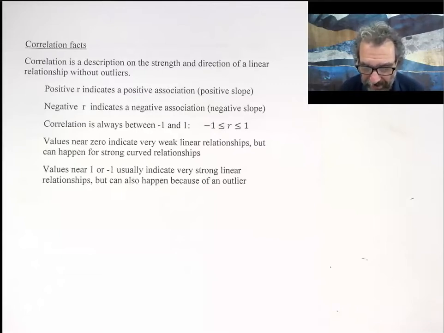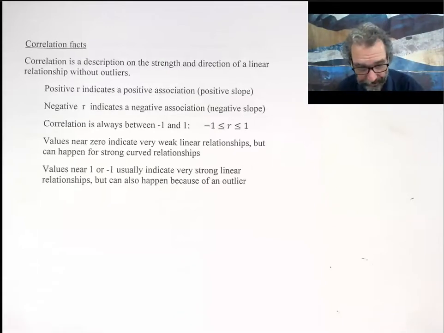So you have to be careful before you compute R and talk about R telling you how strong the relationship is. You might want to look at the graph to make sure you're looking at something that's linear. And if you're comparing linear patterns, then you can compare R values. But if you're not comparing linear patterns, then it doesn't make sense to use R values.